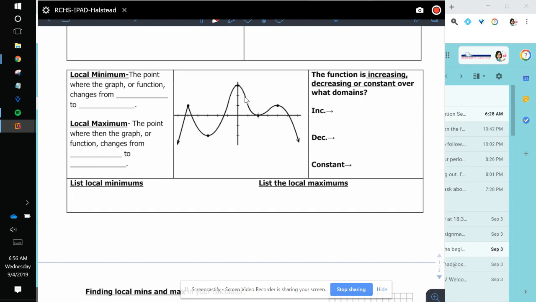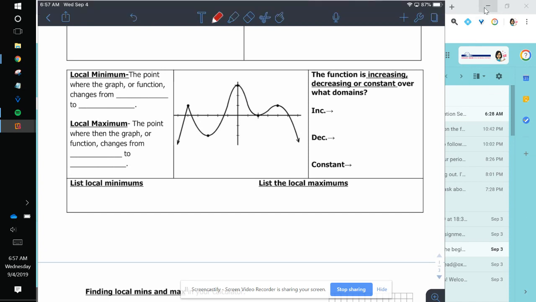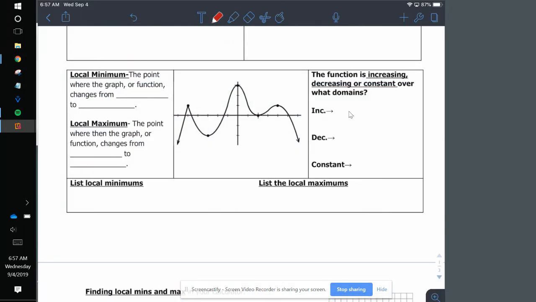All right, we're going to skip down to the local mins and local maxes because we should have already had the video for even and odd functions. So here we go. There can be lots of local minimums and lots of local maximums on a graph.